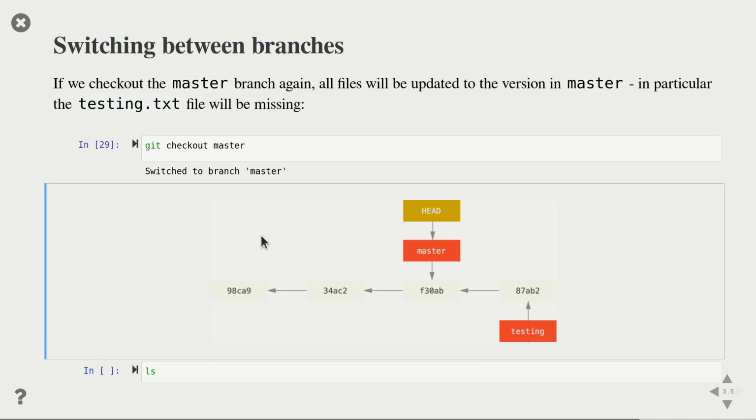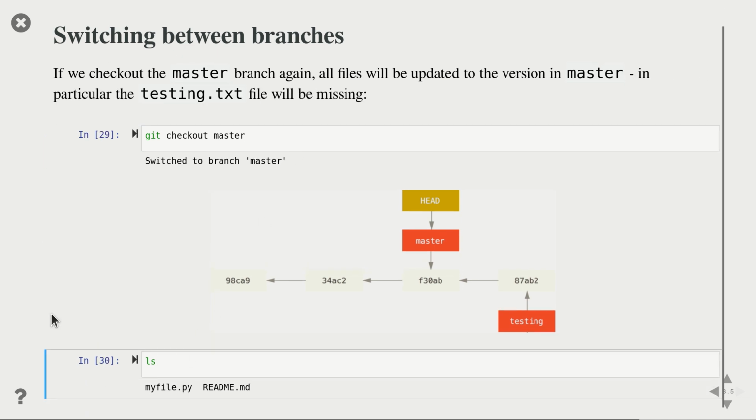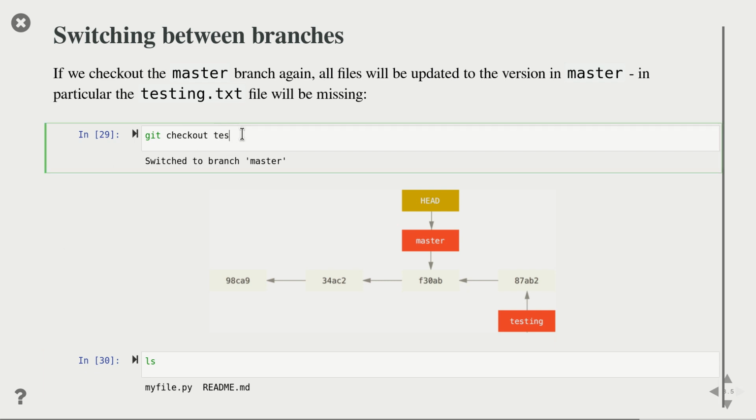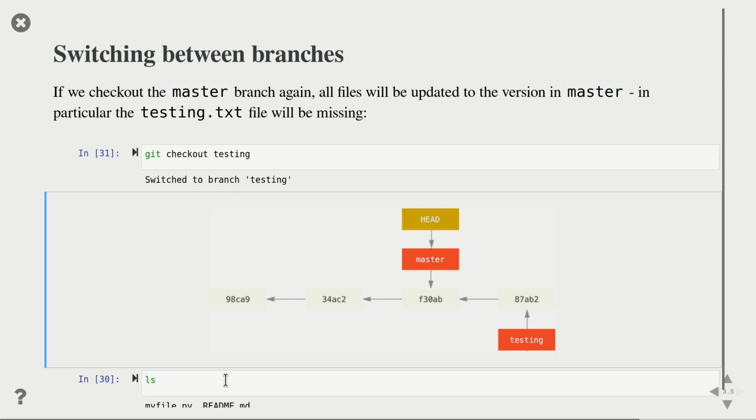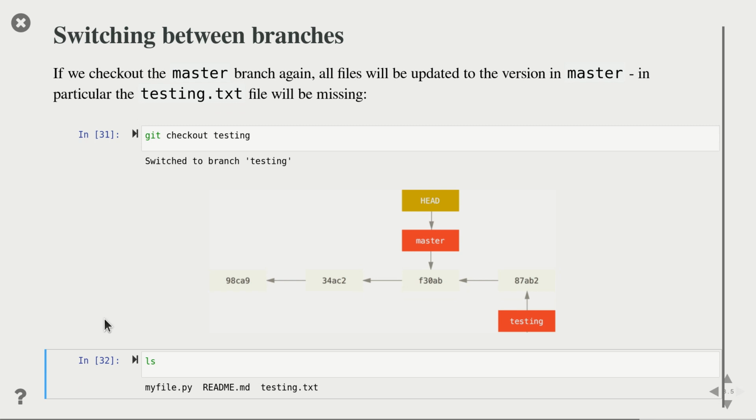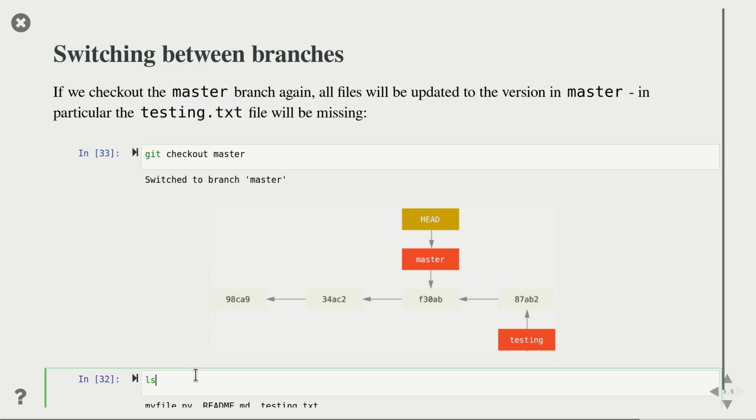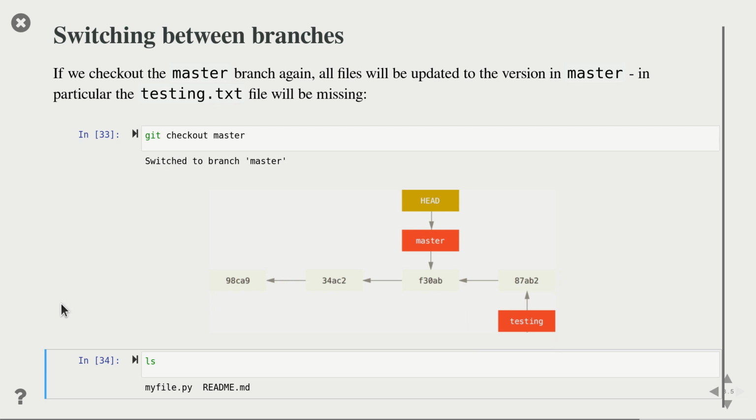Let's do that. Now if I do an ls to list the files, you can see that the testing.txt file is not there anymore, right? If I went back to testing here, git checkout testing, so now I'm in the testing branch, you can see I have these three files, including testing.txt. But if I go back to the master, I only have myfile.readme.md. So just confirming that we really have two different development branches.